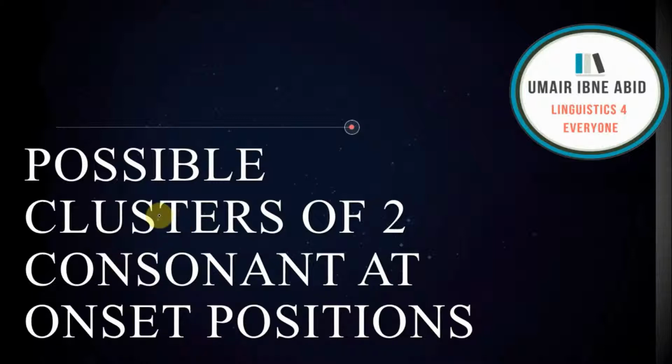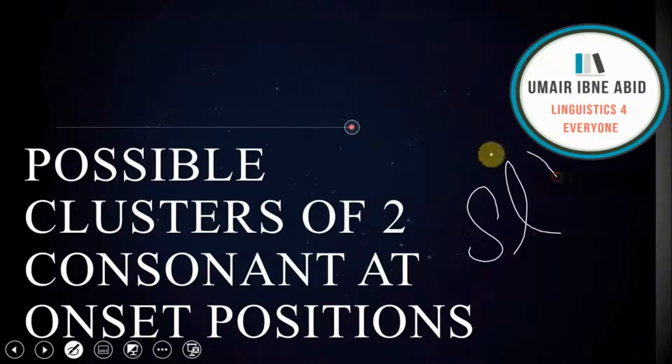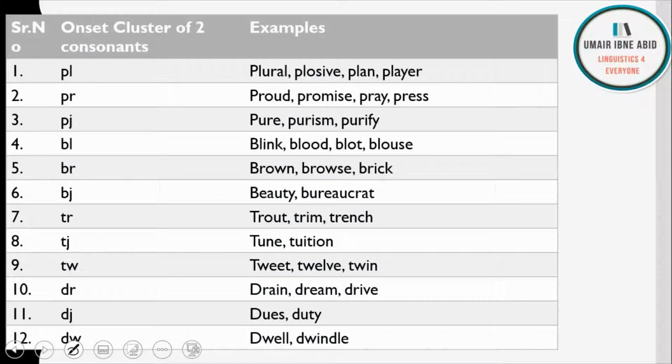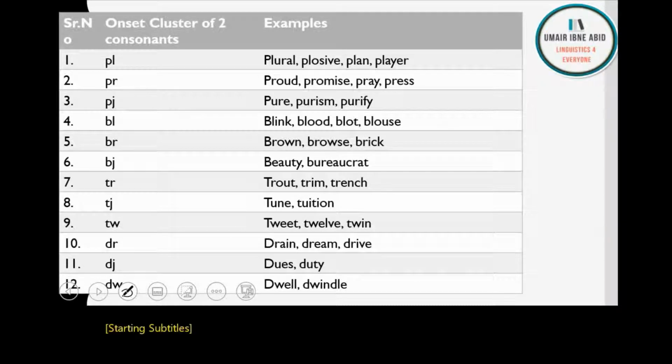So now we are going to look at possible clusters of two consonants, that is, the combination of two consonants together. There are almost 38 possible combinations where two consonants appear together.